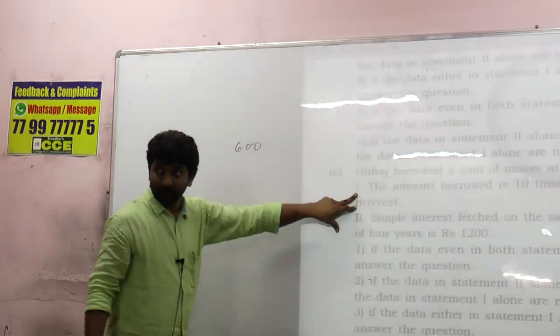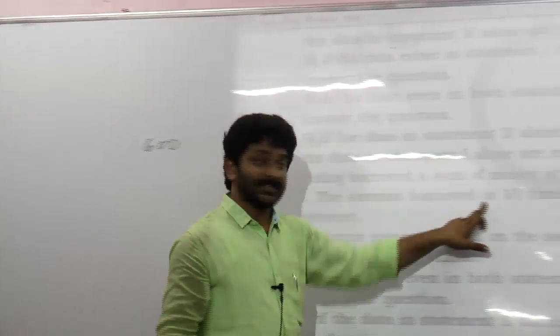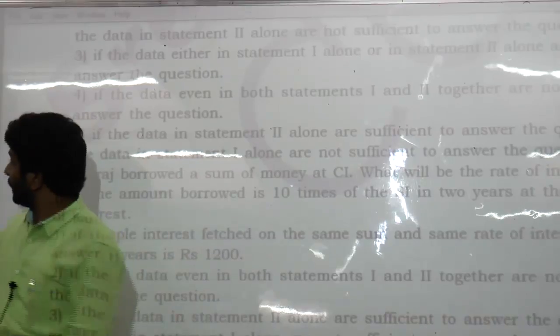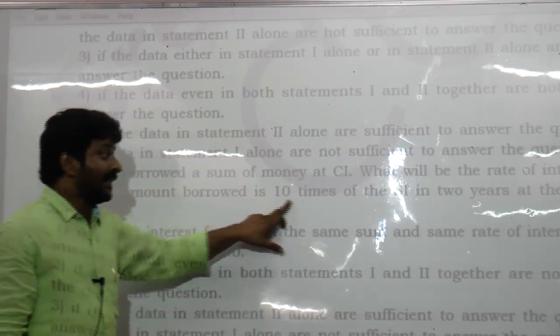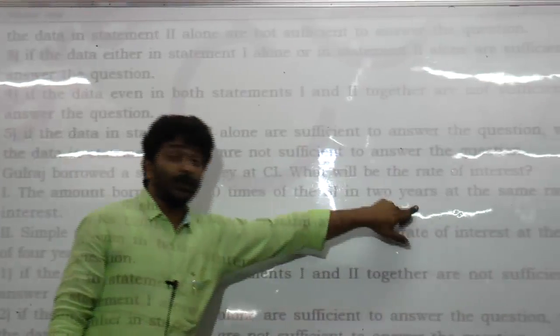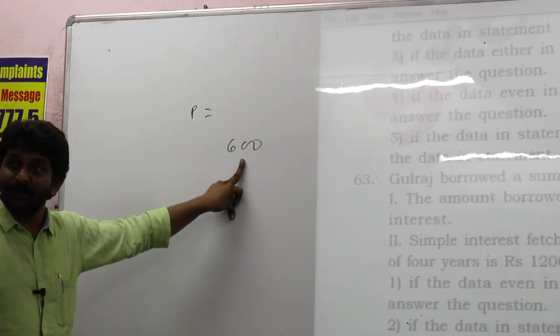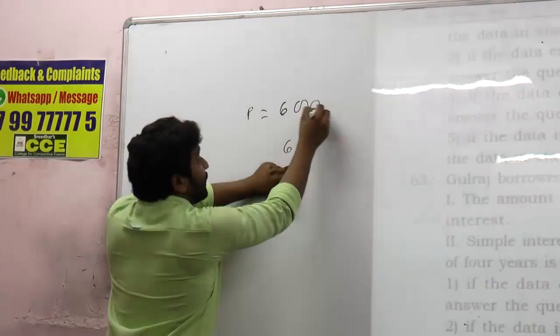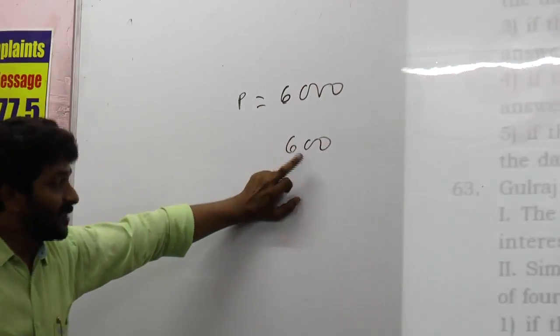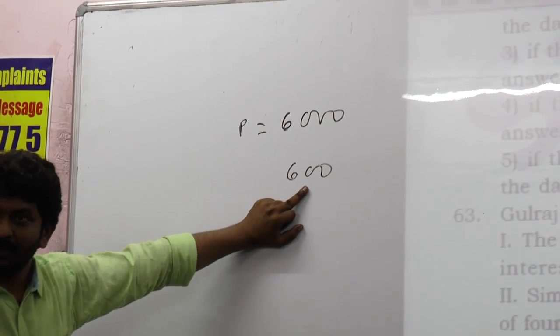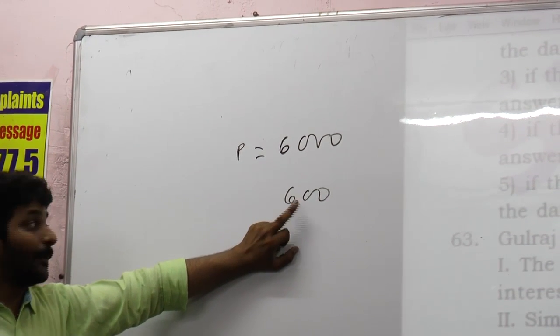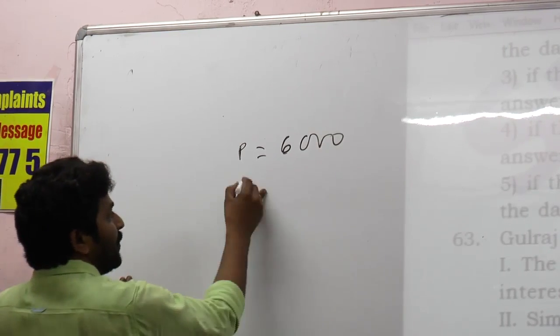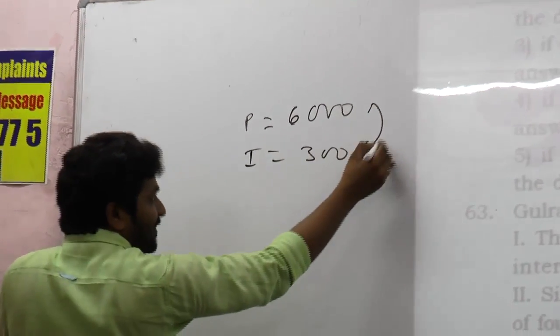Now let me join 1 and 2. The amount borrowed means principal. Principal is 10 times the simple interest in 2 years at the same rate of interest. For 2 years here simple interest is going to be 600. 10 times of this number is 6000. Our principal is 6000. This is 2 years interest, right? Per year interest? 300. So interest is 300. What percentage is it? 5%.